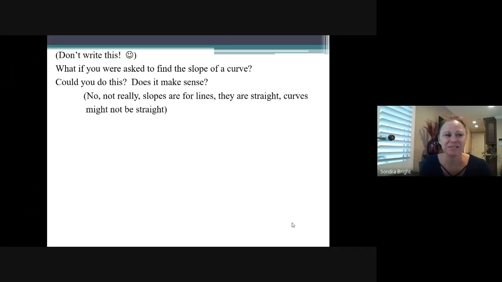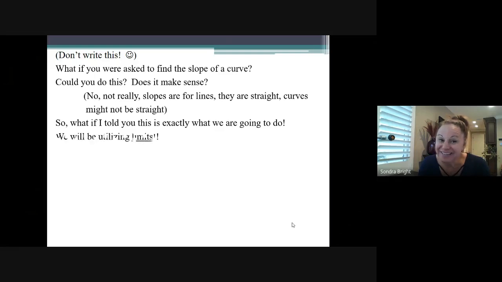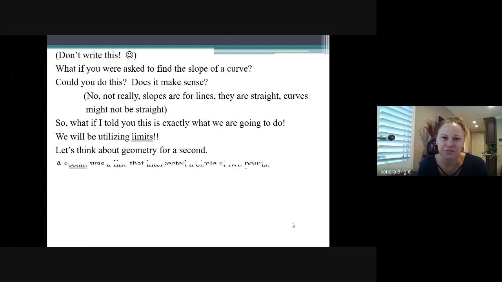Not really, right? So we've been doing slopes of straight lines, right? Lines are straight, curves may not be straight. But that's exactly what we're going to do. We're going to be using limits. So let's think about geometry for just a second.